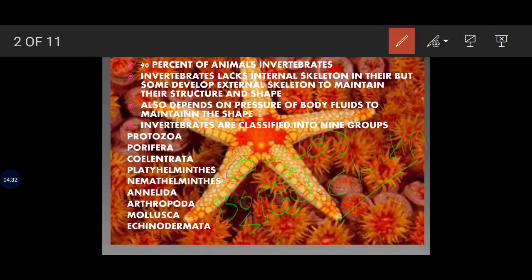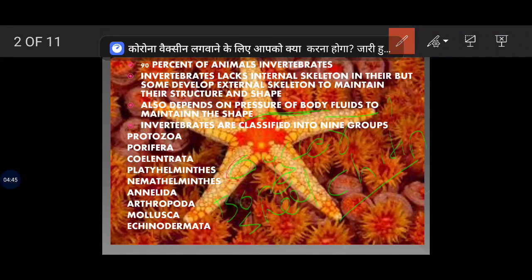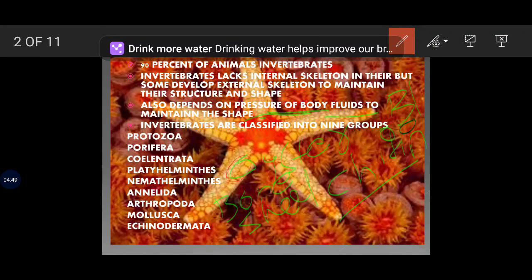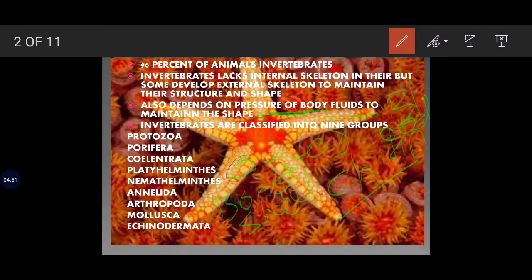Okay, and their body's shape basically depends on the pressure of the body fluids which run inside their body. And remember, they do not have blood. They don't have what? Blood. Okay, blood is not there in their body. Some other fluids are there, whose pressure helps them to keep their body in shape.